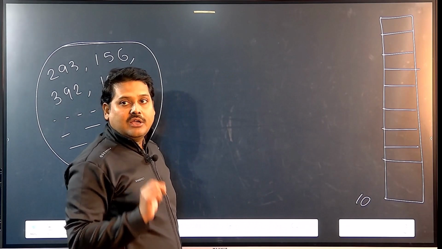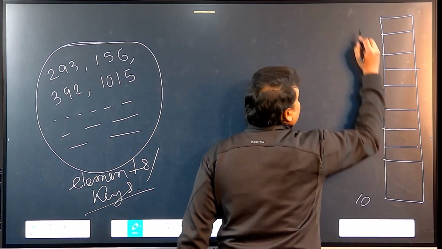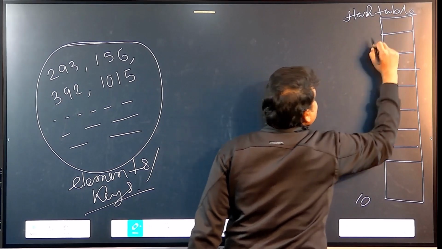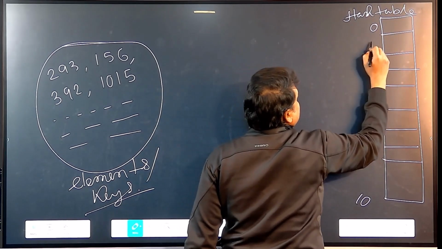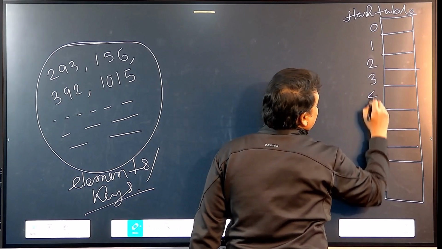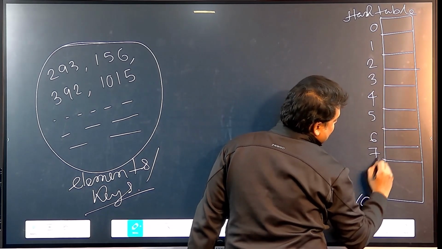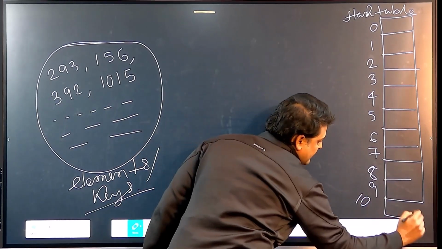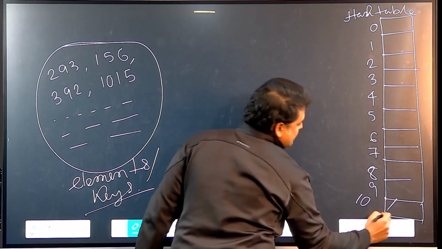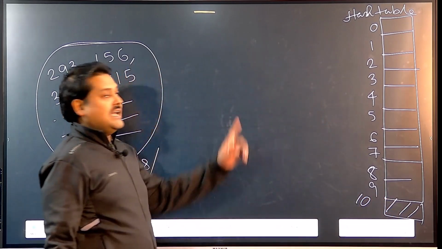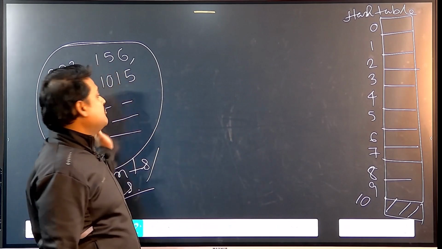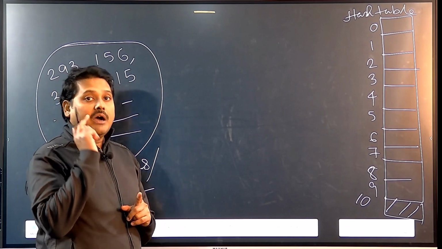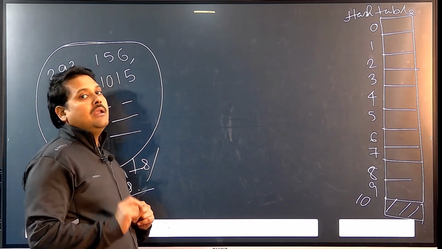This table is called a hash table. It has index values 0, 1, 2, 3, 4, 5, 6, 7, 8 and 9. So, the size of this hash table is 10, and we are trying to store all these elements in these places so that we can achieve the complexity of big O of 1 in the average case.